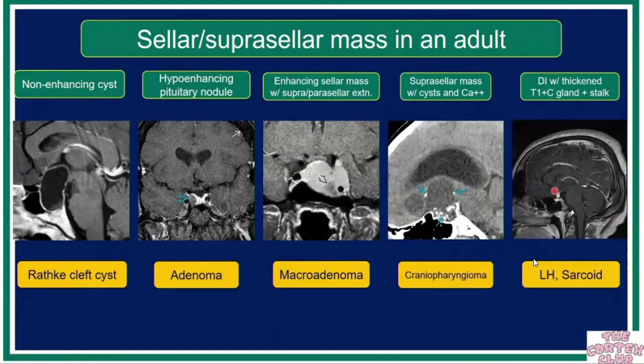And then if I see an adult person with diabetes insipidus, they have a thickened pituitary stalk and gland, then because this is not a kid, I don't think of germinomas, but I do think of lymphocytic hypophysitis. Lymphocytic hypophysitis can be in the setting of autoimmune disease. It could be drug-induced. It could be related to neurosarcoid or other kinds of granulomatous disease. So this is sort of my broad differential when I look at different sellar lesions in the adult population.